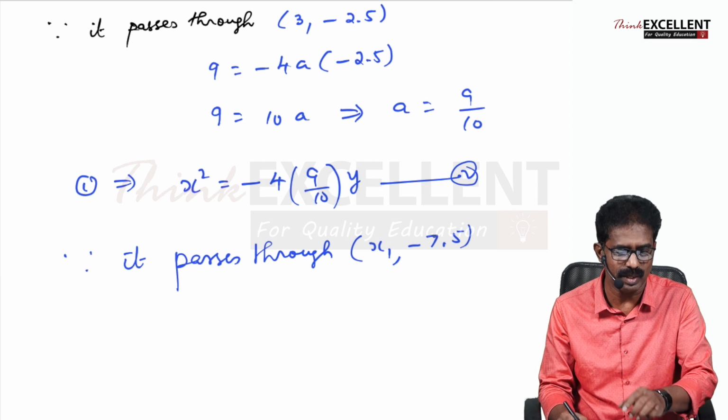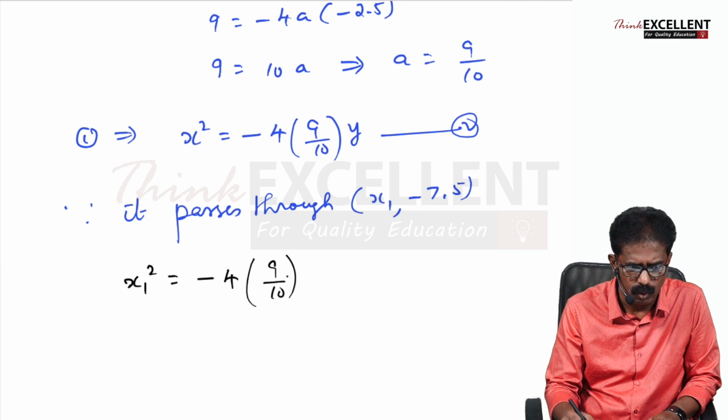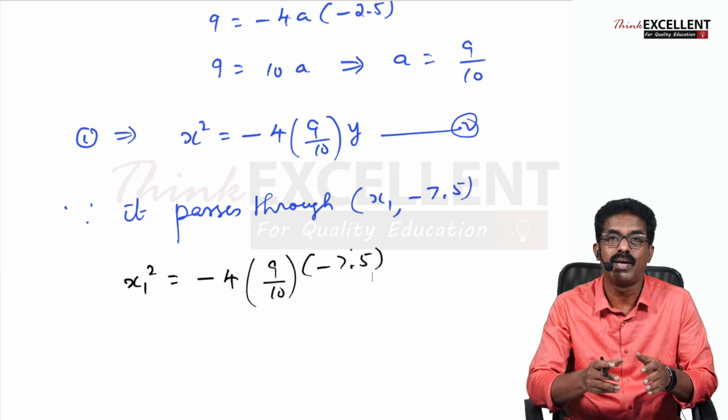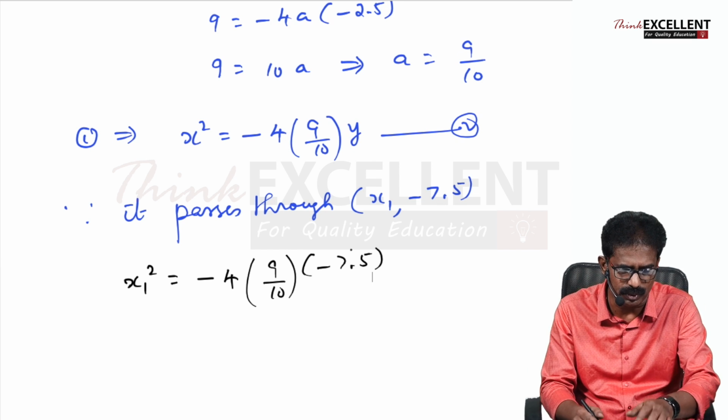See the calculation, you do very carefully. Okay. So x square becomes x1 square equal to minus 4 into 9 by 10 into y. Instead of y, you write minus 7.5. This is the value of x1 square, right? We want to find x1. Let us see how to do this.